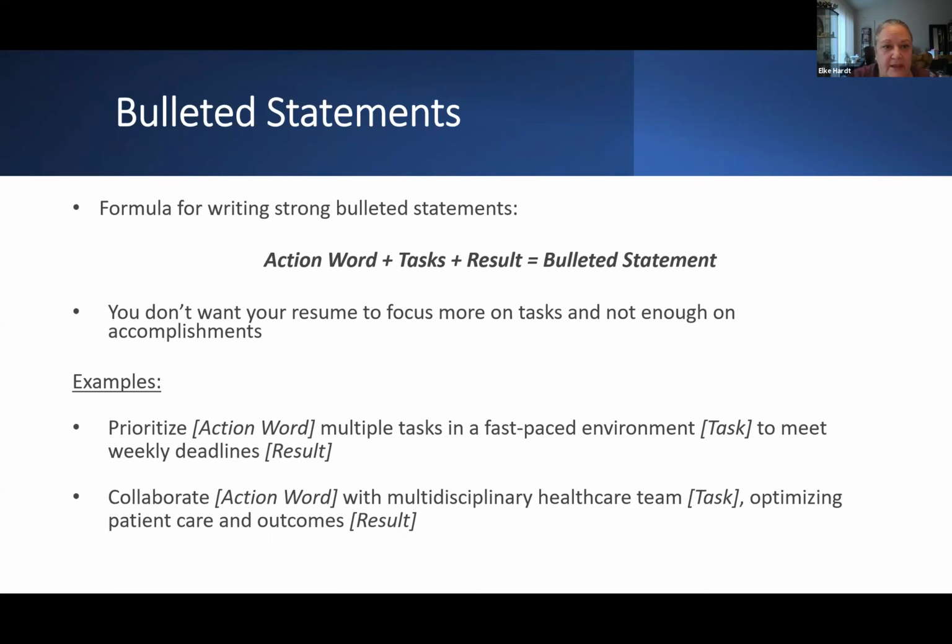So what happened as a result of what you were doing, and that equals your bulleted statement. So an example would be here towards the bottom: prioritize multiple tasks in a fast-paced environment to meet weekly deadlines. So prioritize is the action word or verb. The multiple tasks is the task. And why you're doing that is to meet weekly deadlines. So that would be the result. Another example is to collaborate with multidisciplinary healthcare team, optimizing patient care and outcomes. So just taking a little bit of time to actually think about not just a list of your duties, but how does that impact the employer, or how does that affect the work that you're doing? What kinds of results are you getting? Employers really look for that. So this formula might be helpful for you as you're writing that section on your document.